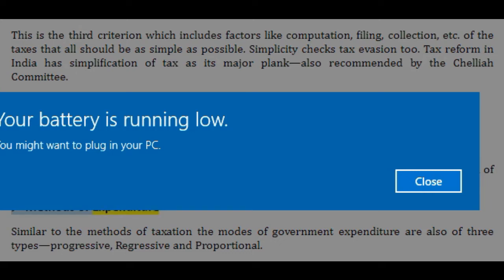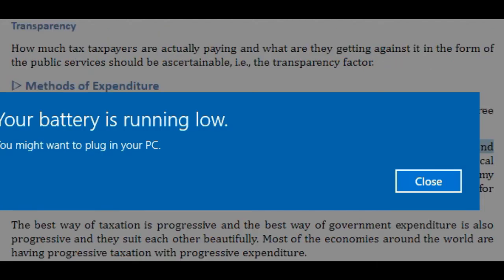Methods of expenditure. Similar to the methods of taxation, the modes of government expenditure are also of three types: progressive, regressive, and proportional. At first instance, it seems that as a country achieves better levels of development, sectoral and the item-wise expenditure of the economy must have decreasing trends. But practical experience shows that the level of expenditure needs enhancement every day, and economy always needs more and more revenues to fulfill the rising expenditures. That is why for economies the best form of government expenditure is the progressive expenditure.